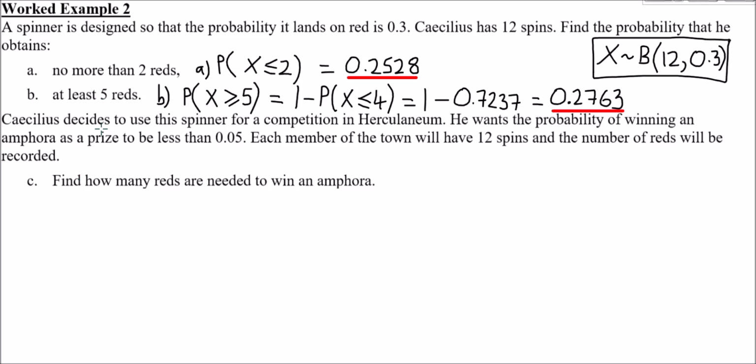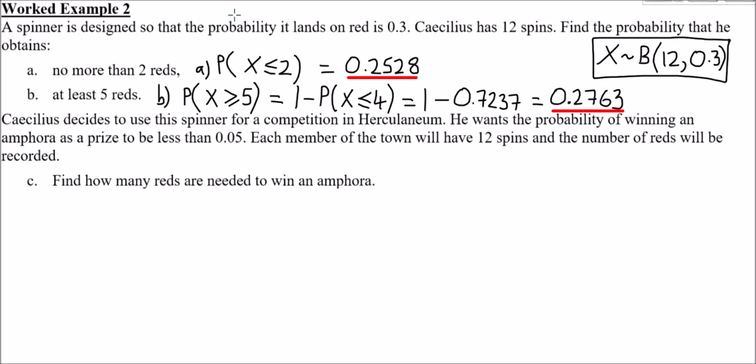So Caecilius has this wonderful idea to use his spinner for a competition in Herculaneum. He wants the probability of winning an amphora as a prize to be less than 0.05. So only the top 5% of lucky people are going to win an amphora. 5% or less, in fact. So each member of the town will have 12 spins, and the number of reds will be recorded. And so, how many reds are needed to win an amphora? Essentially, you need to think about this as, how lucky does someone need to be to get within only 5% or less probability of getting that many reds?